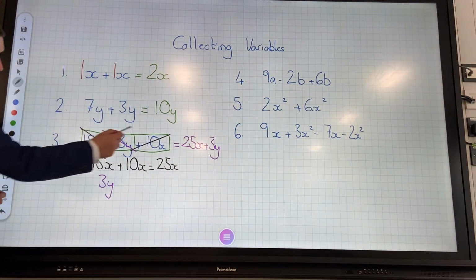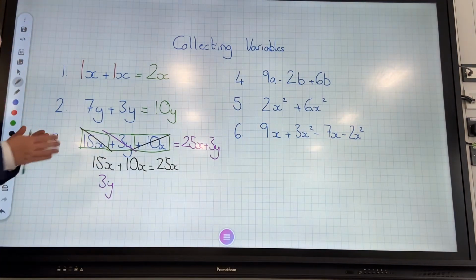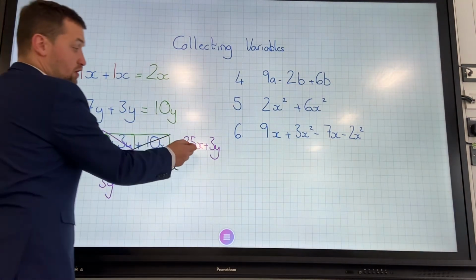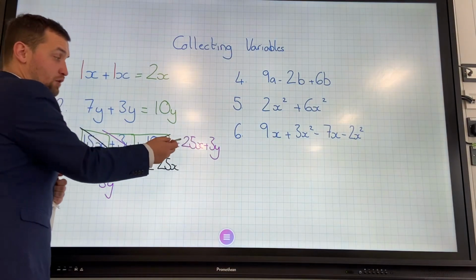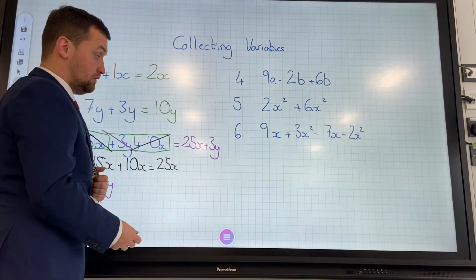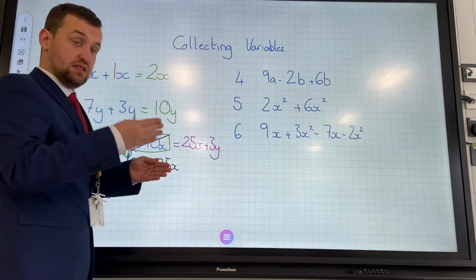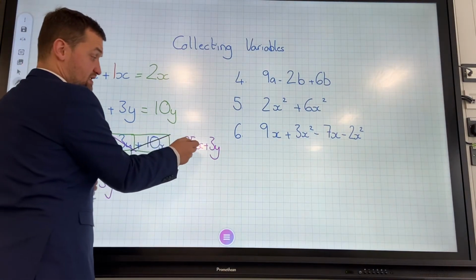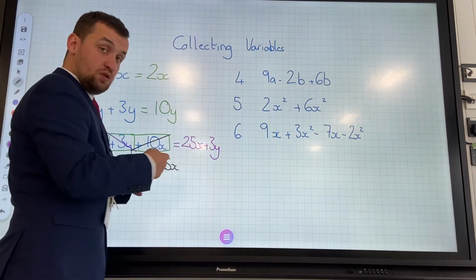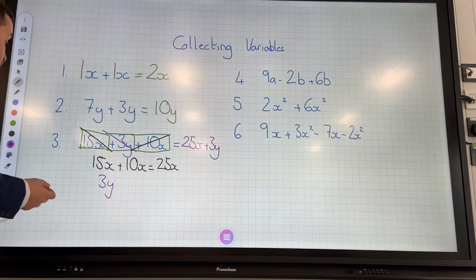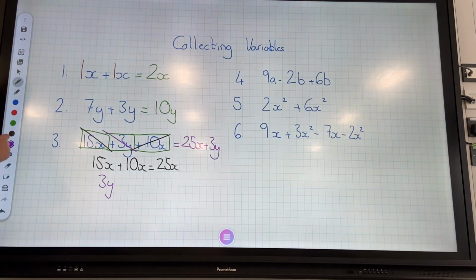Okay, simplify your x's, simplify your y's, and you have to treat them separate. There's nothing more you can do with that. If you had 25 cows and 3 sheep, for example, okay, you couldn't put them together because cows are different from sheep. Just the same as this, x's are different to y, so you can't simplify that any further. Okay, let's have a look at the next one then.